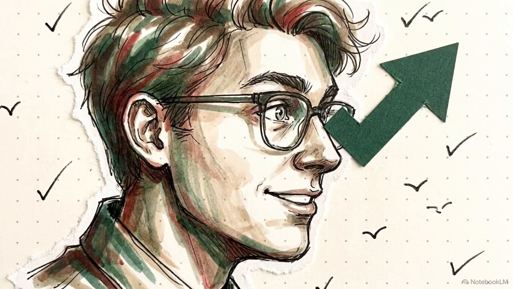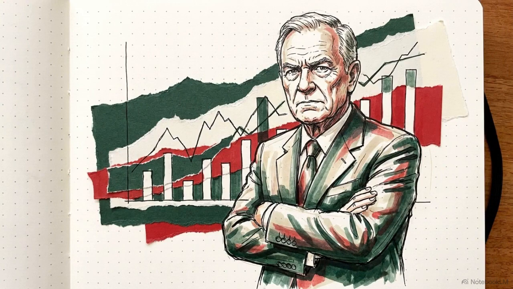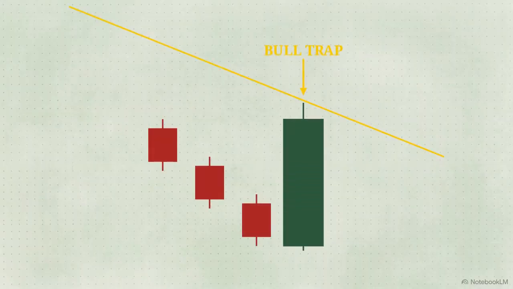An untrained eye sees this explosion of green as buyer dominance, assuming a wave of capital is forcing the price higher. But technical analysts classify this exact formation as a bearish signal. Despite the giant green candle, the market is positioned to continue its drop.